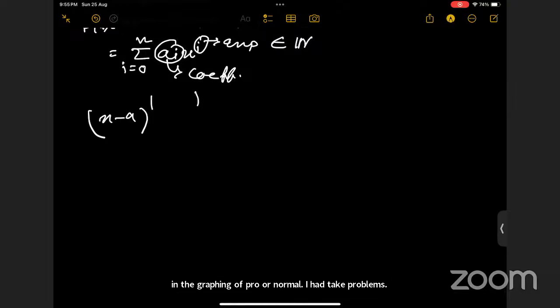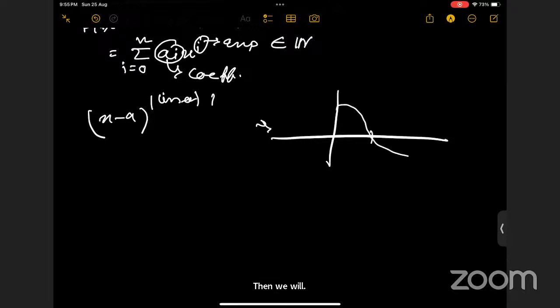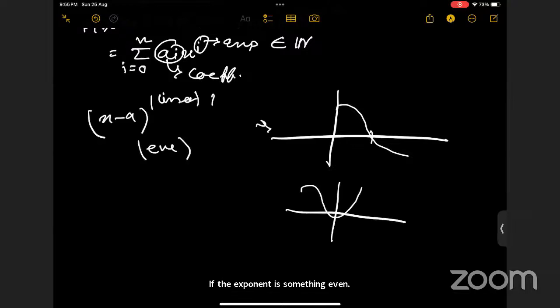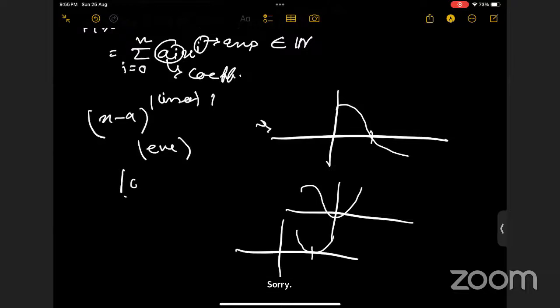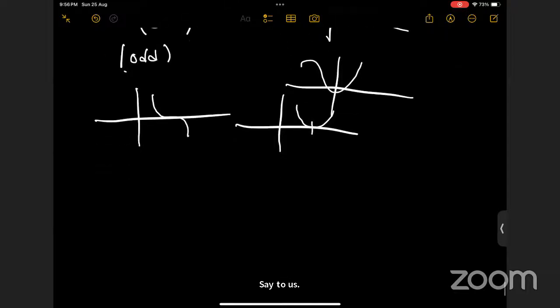Okay, so we have some basic things. If the exponent is linear, that means 1, then the graph will simply cross the point. If the exponent is even, then it will bounce back at the point. And if it is odd, then the graph will cross the point. So these are simple things which we know.